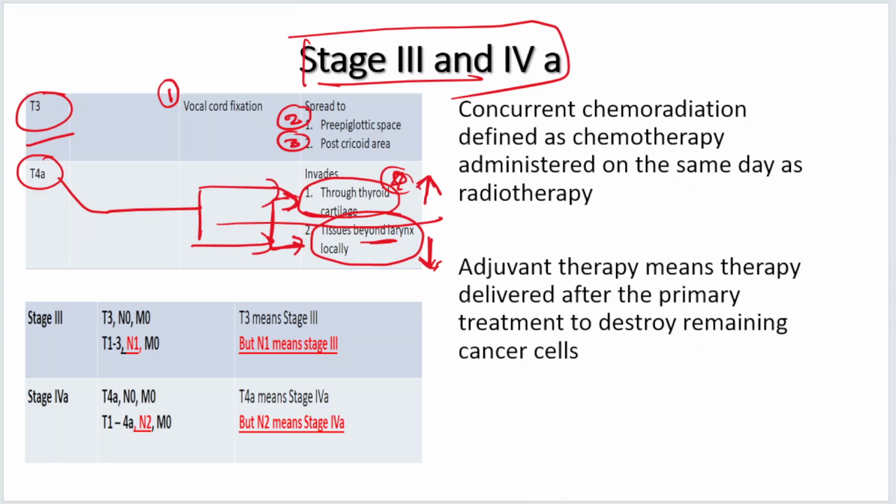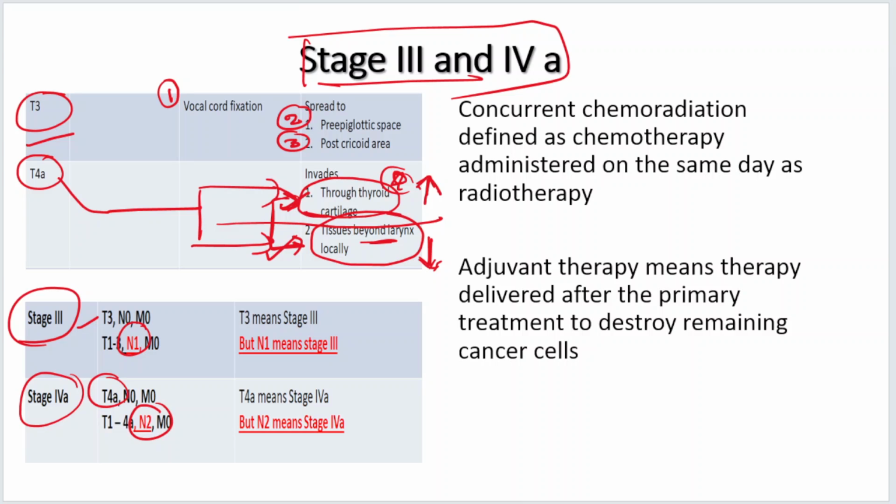So what is stage 3? Stage 3 is T3 or N1. N1 also comes under stage 3. Stage 4 is T4A. T4A means through thyroid cartilage invasion or tissues beyond larynx locally. N2 comes under stage 4A.